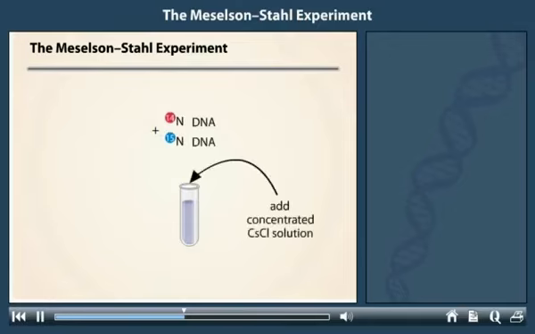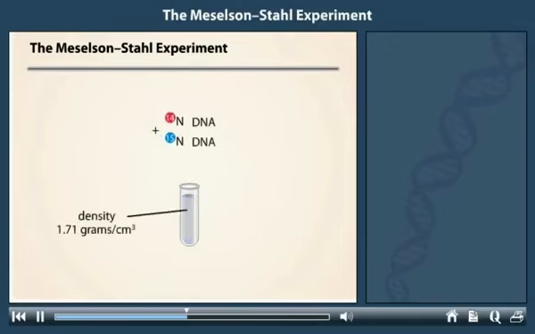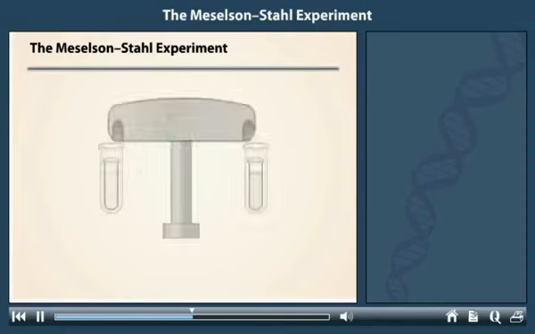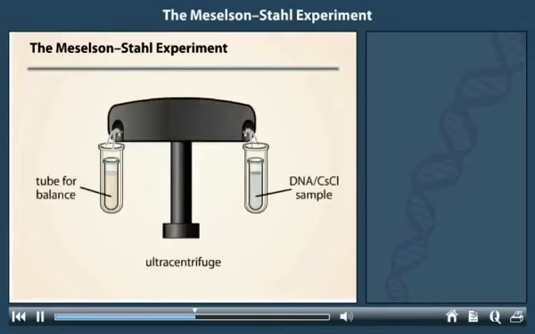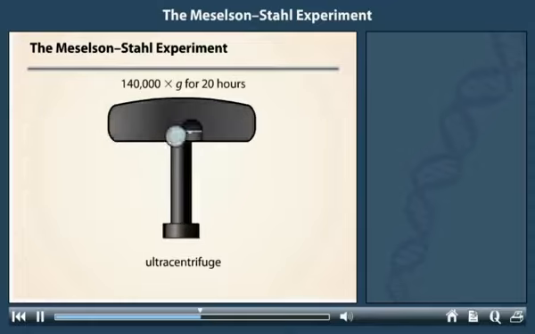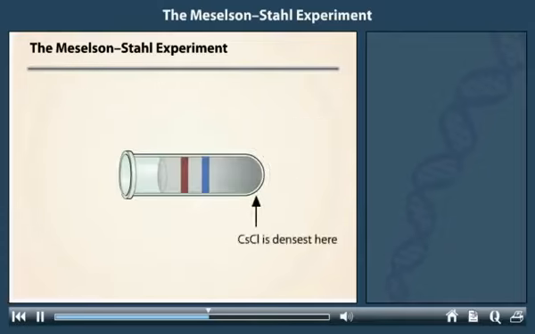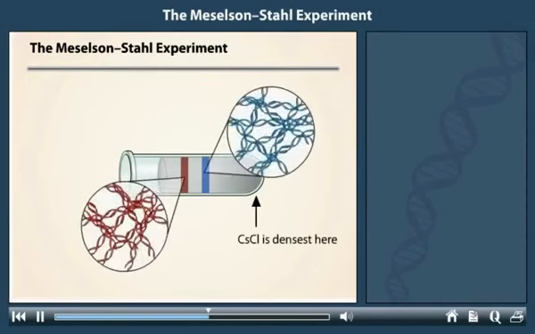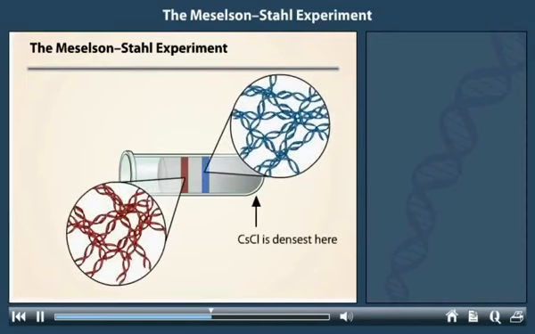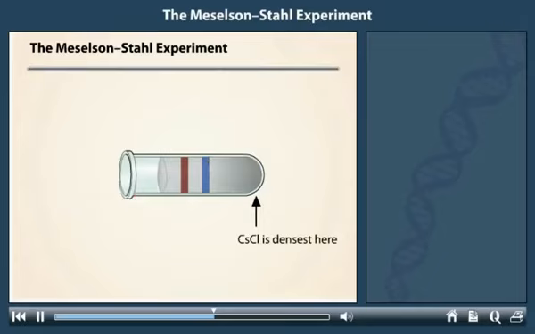the salt cesium chloride. The density of the cesium chloride was 1.71 grams per cubic centimeter, the same density as DNA. The tube was placed in an ultracentrifuge capable of high-speed centrifugation, 140,000 times the force of gravity for 20 hours. At this high speed, cesium ions have a tendency to sediment toward the bottom of the tube, forming a higher density solution at the bottom compared to the top. Other substances, such as the DNA, move to the position within the tube that matches their own density.